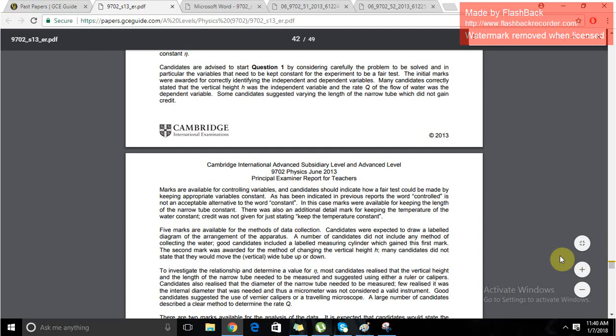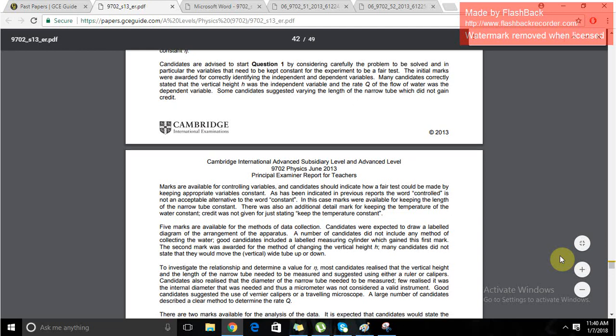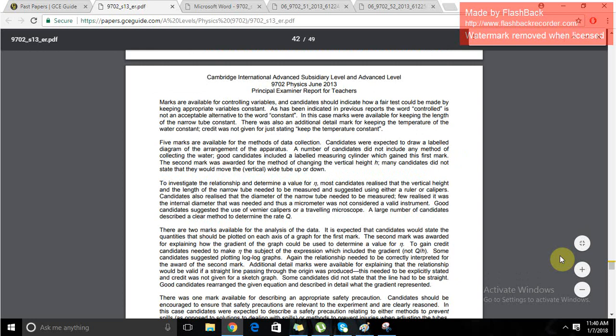And 5 marks available for the methods of data collection. Expected to draw a labeled diagram of the arrangement. Some did not include any method of collecting the water. Good candidates included a labeled measuring cylinder, which gained the first mark, and the second mark was available for changing the vertical height. Many candidates did not state that they would need to move the vertical tube either up or down. We did, so yay.